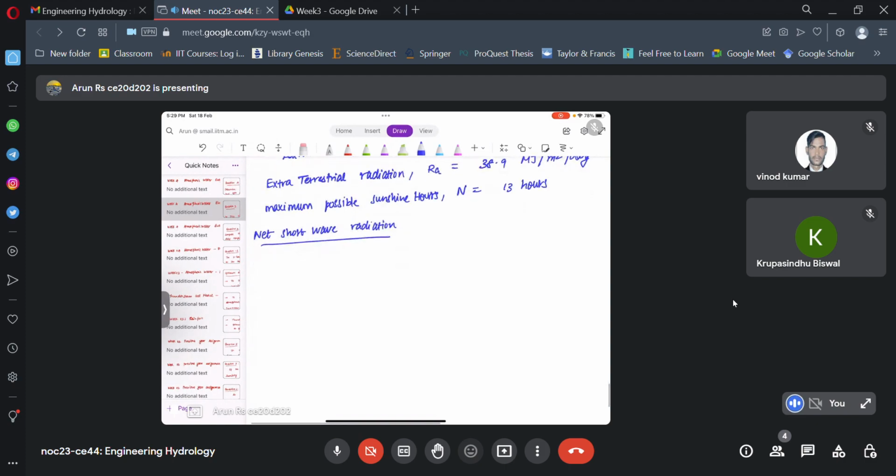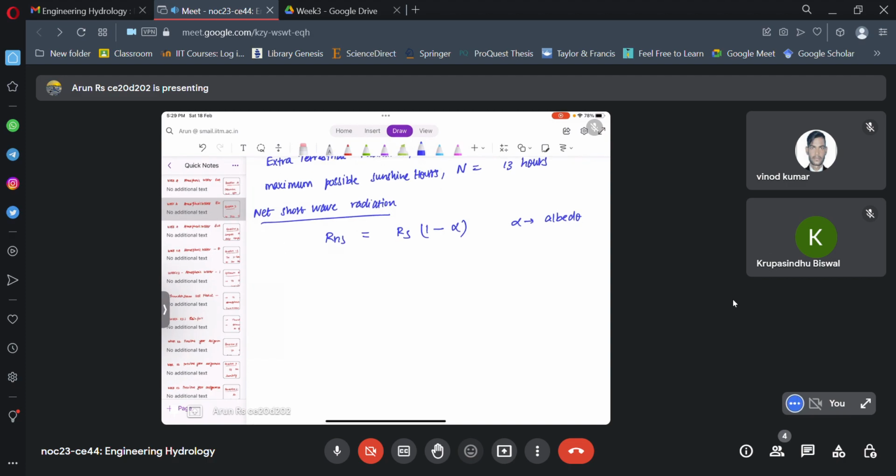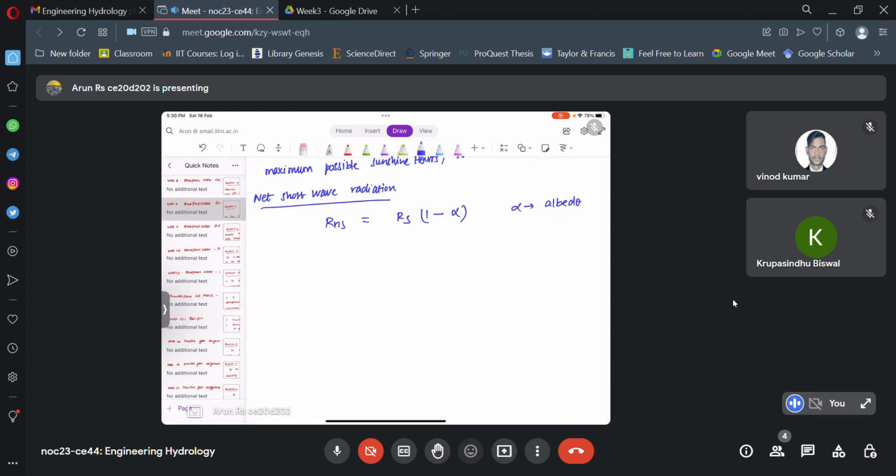So your net shortwave radiation, RNS, is given by the expression Rs into 1 minus alpha. Alpha is albedo. So what is albedo? Some amount of sunlight is coming and it falls on the surface, and a part of this incoming radiation is reflected back directly. That is because of the albedo. All surfaces have some albedo, and snow has the highest albedo. It will be close to 1 for snow. For a water body, your albedo will be close to 0 because it absorbs everything.